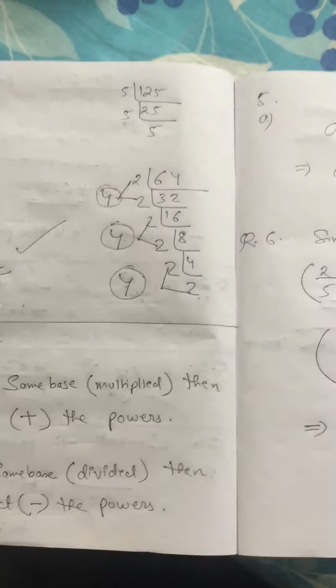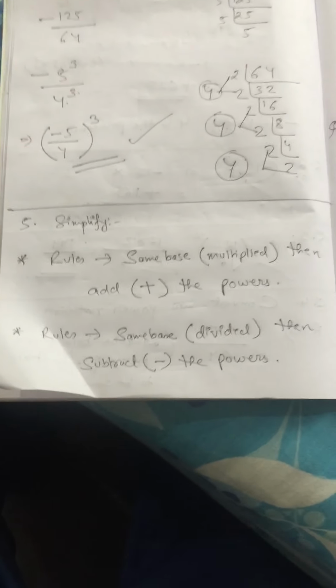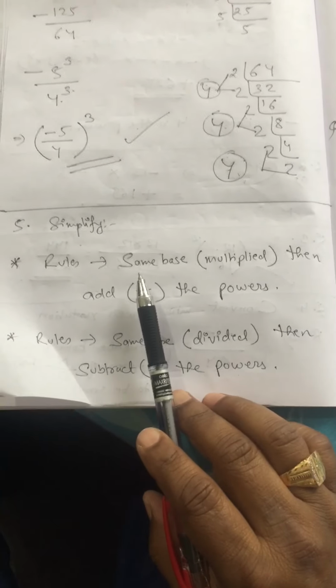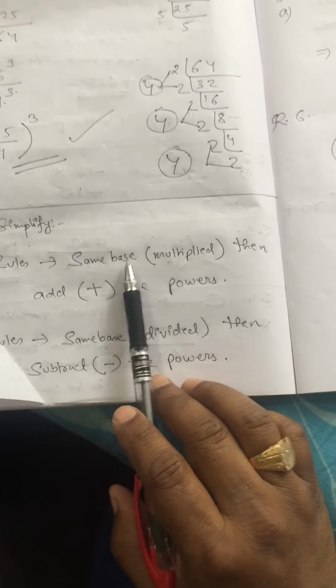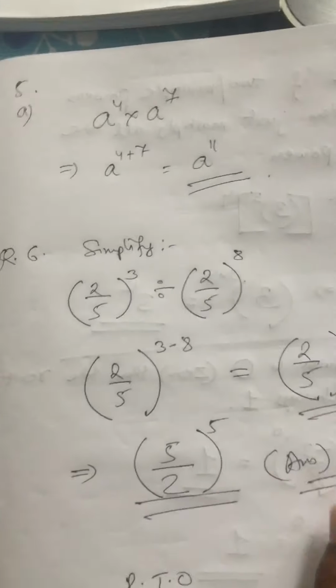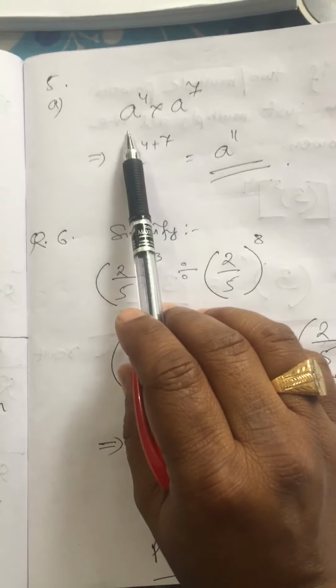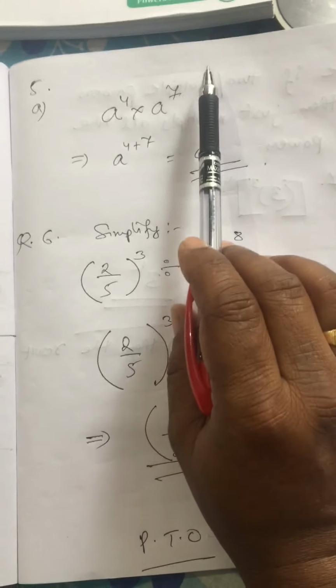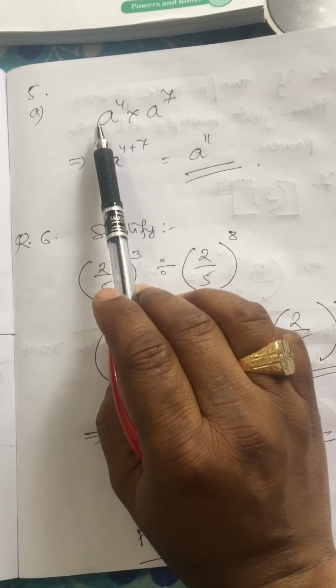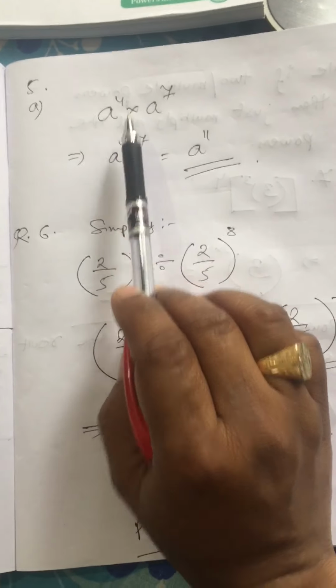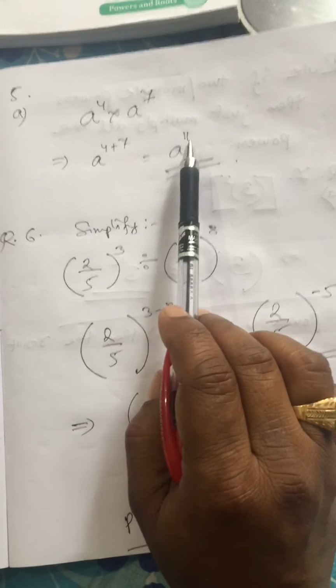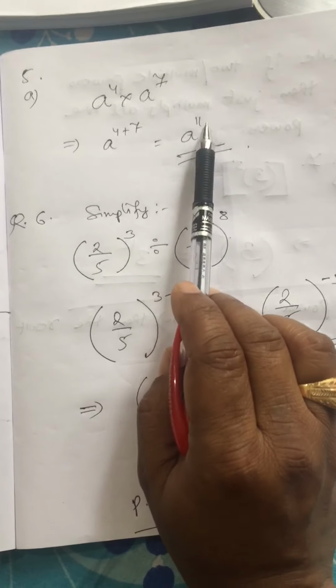This is the third pattern. Now coming to simplify, simplify has got two rules. Whenever you have the same base and multiplication, add the power. Your example is from question number 5a: a to the power of 4 into a to the power of 7. Since both the bases are the same, a, and it is being multiplied, I add the powers. So 4 plus 7 is 11. So now this becomes a to the power of 11.